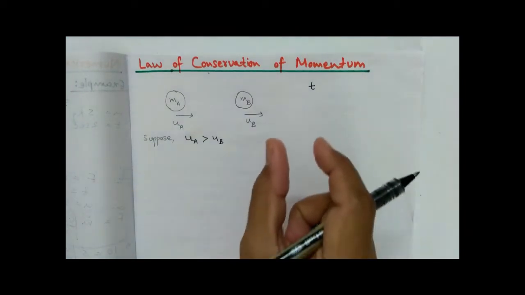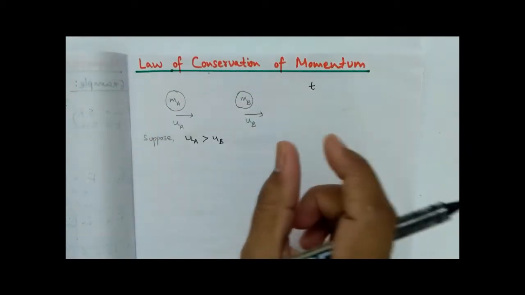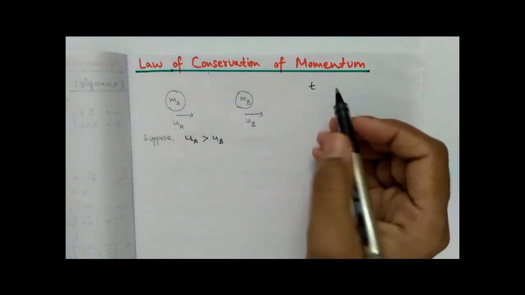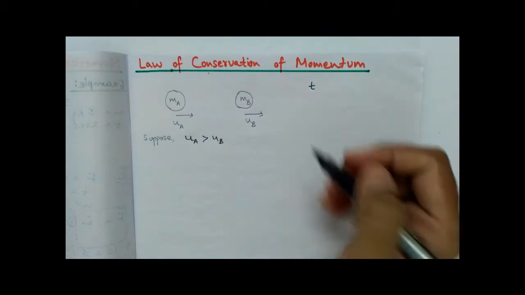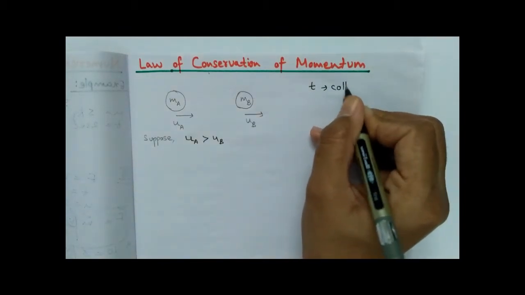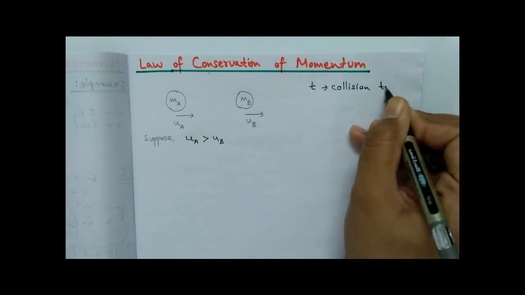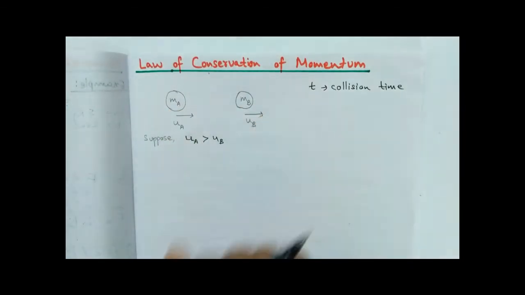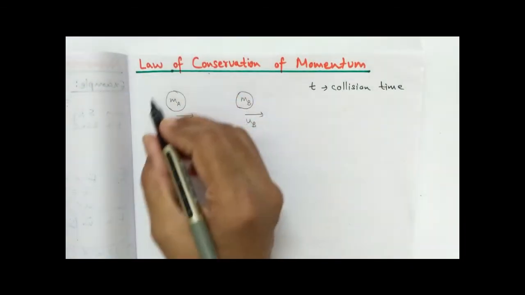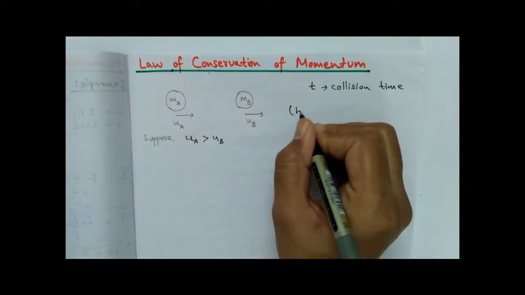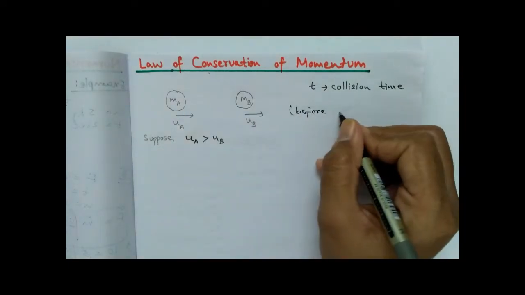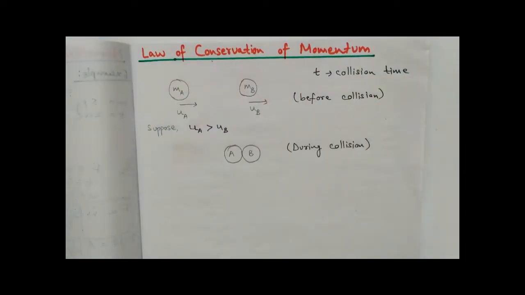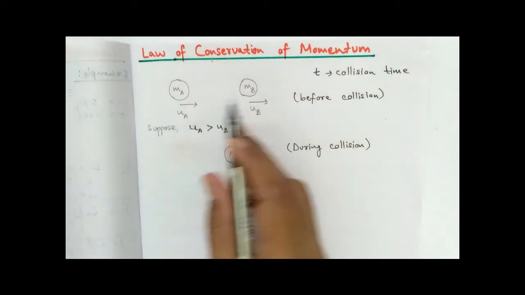During the collision, I'm assuming that the time of the collision is t. t is a small time. It may be a very small amount of time that the collision happens, but that time I'm referring to as t. t is my collision time, the time during which object A will collide with object B. So this is the scenario before collision. Now here we see that both have collided.